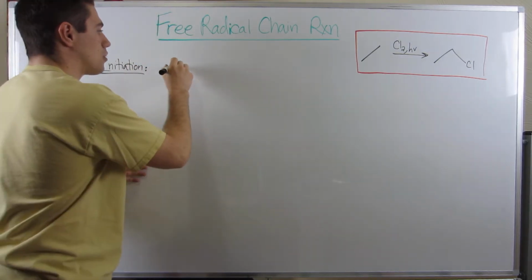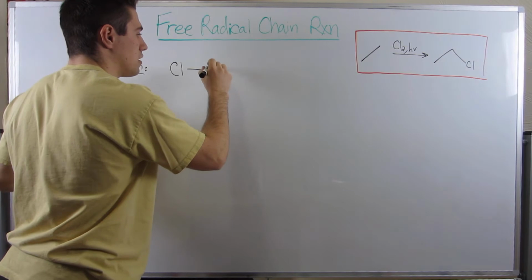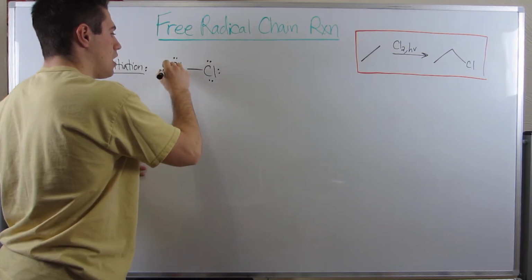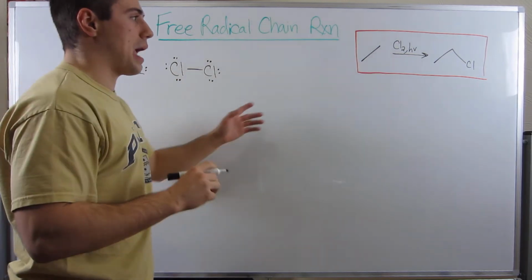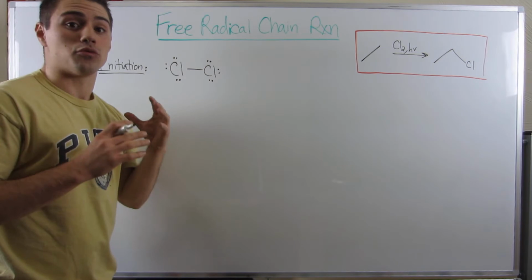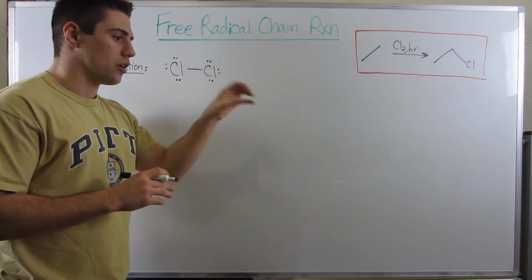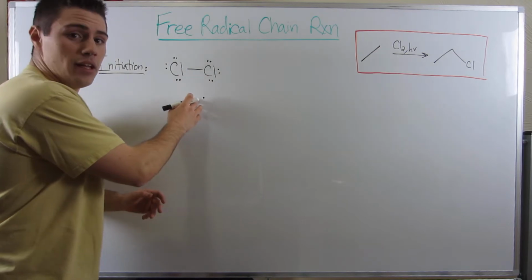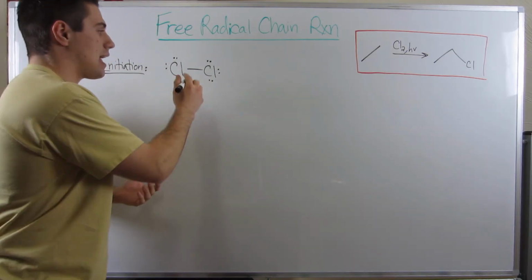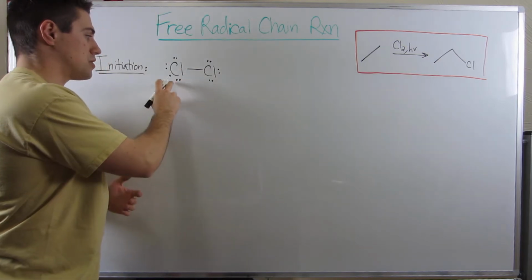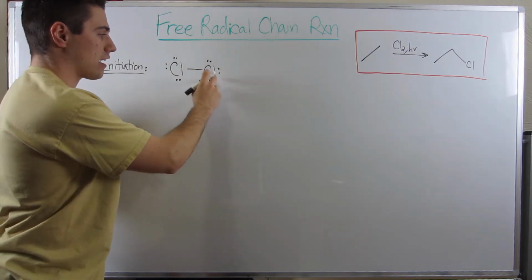So let's draw our chlorine molecule, Cl2. I'm going to draw on all the electrons for you guys. The reason why we include light is that in Cl2, the bond right here is weak enough that if we shine light on chlorine gas, because it's in the gas phase, this bond is going to split. And the way it's going to split is that, because there's two electrons in this bond, one electron goes to this chlorine, and one electron goes to that chlorine.